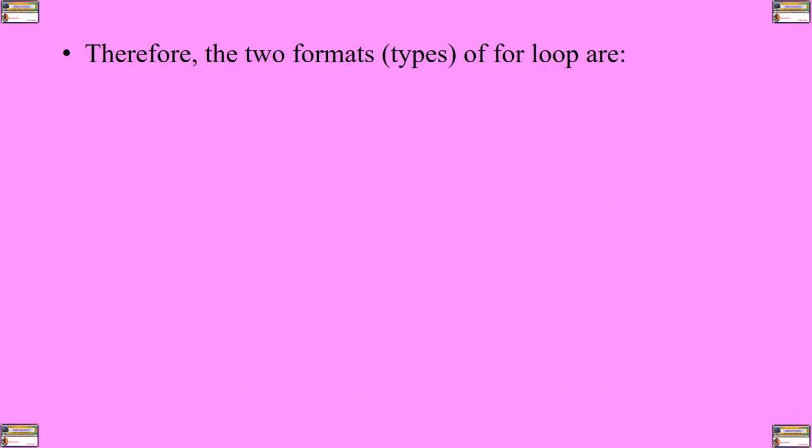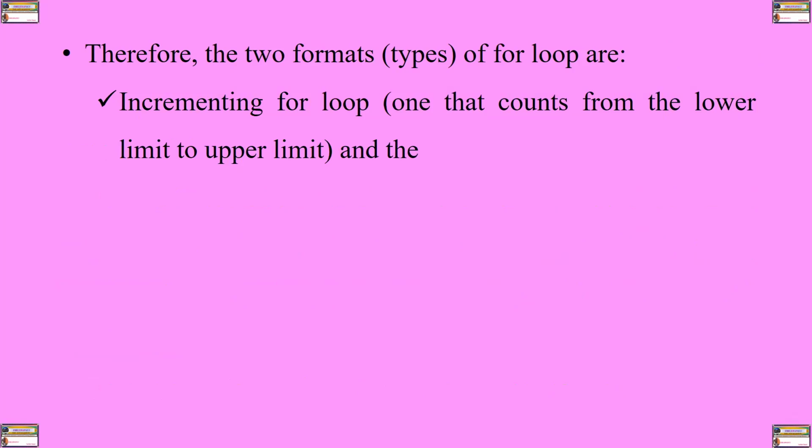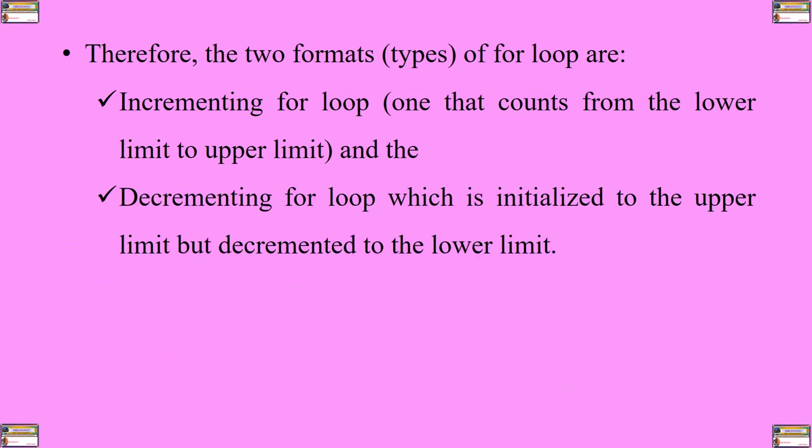Therefore, the two formats or types of for loop are the incrementing for loop, that is one that counts from the lower limit to the upper limit, and the decrementing for loop, which is initialized to the upper limit but decremented to the lower limit.